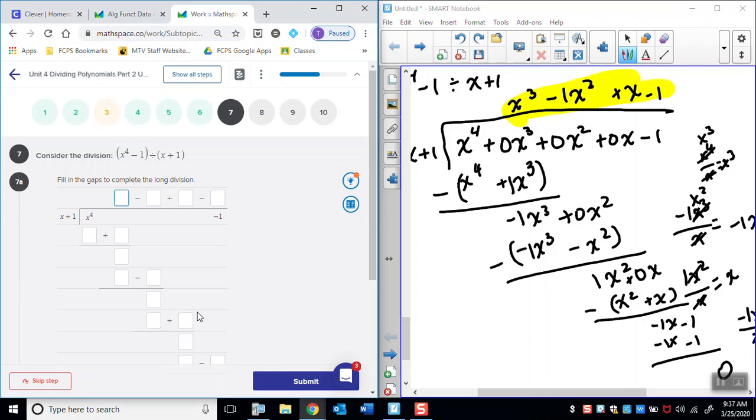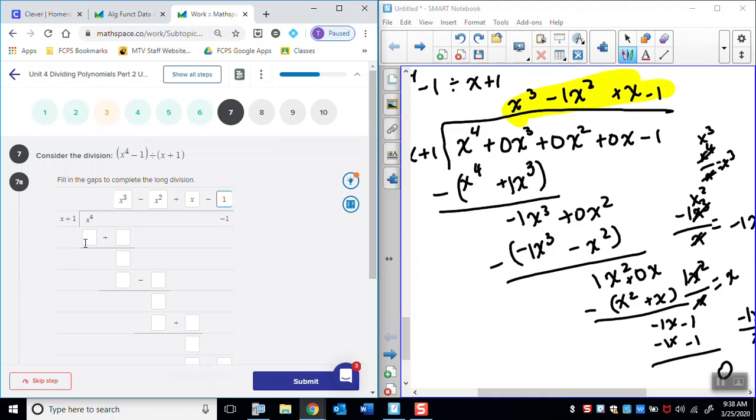So you have here x cubed minus, they already have this minus right here, so you have 1x squared. So you can write 1x squared, or you can just write x squared. And then plus, and they already have this plus, so you have x, and then you have minus 1.